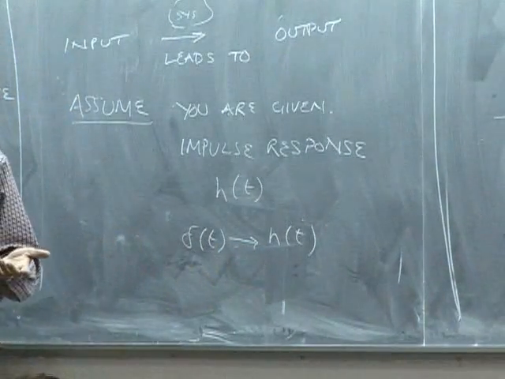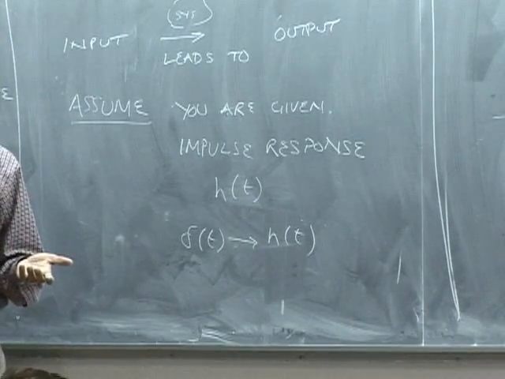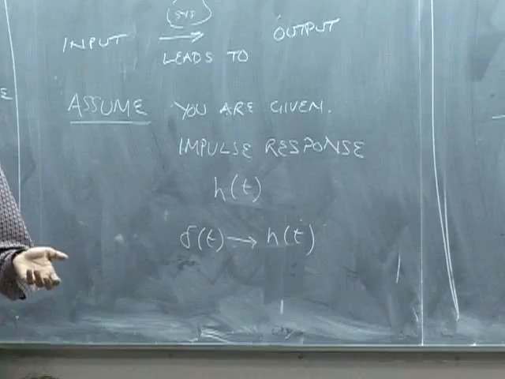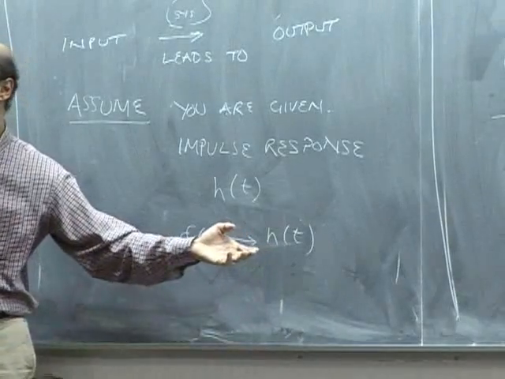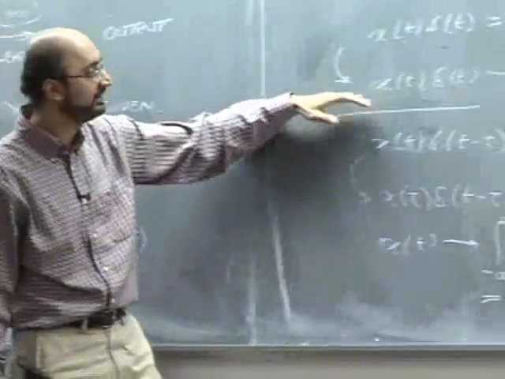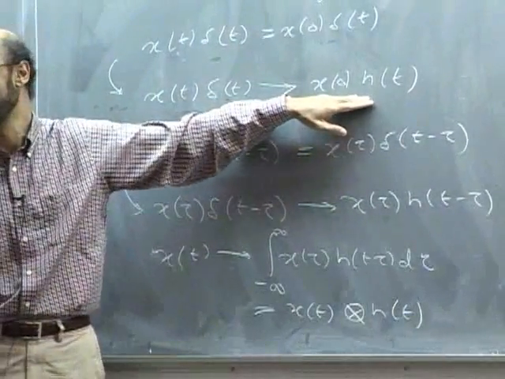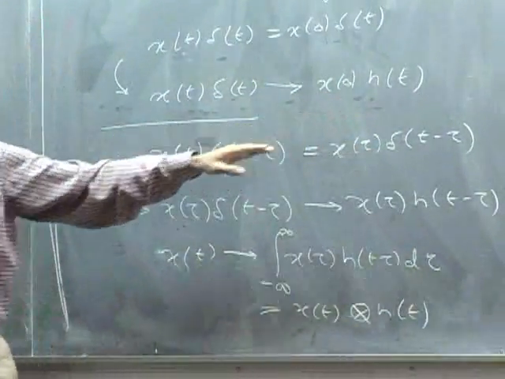Why? Because it's a linear time invariant system. If you're scaling the input by any value x of 0, which is essentially a constant, the output is going to scale by that as well. So we get x of t delta t leads to the scaling of the output by the value x of 0, x of 0 times h of t.